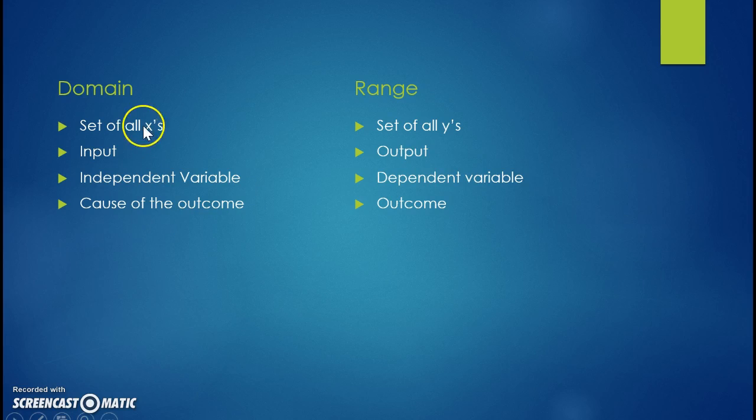For instance, if you're on a graph, the set of all x's. If you're looking at an equation, we call it the input. Sometimes in word problems, we call it the independent variable for the domain, or we call it the dependent variable for the range. But one way to look at domain and range when you're talking about word problems is to think of the outcome and what is causing the outcome.